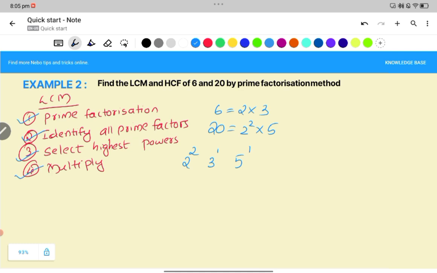Then next we have to multiply these selected primes. So the LCM of 6 and 20 is 2 square into 3 into 5, which is equal to 4 into 3 into 5, that is equal to 12 into 5, that is 60. So LCM of 6 and 20 is 60.